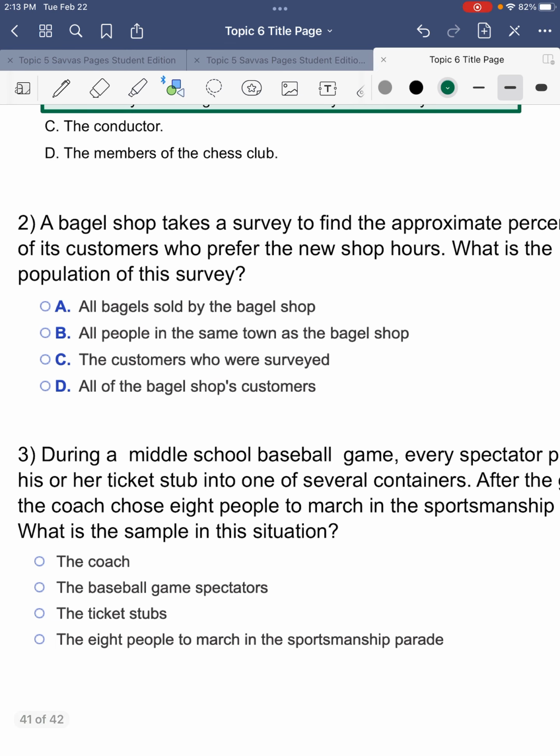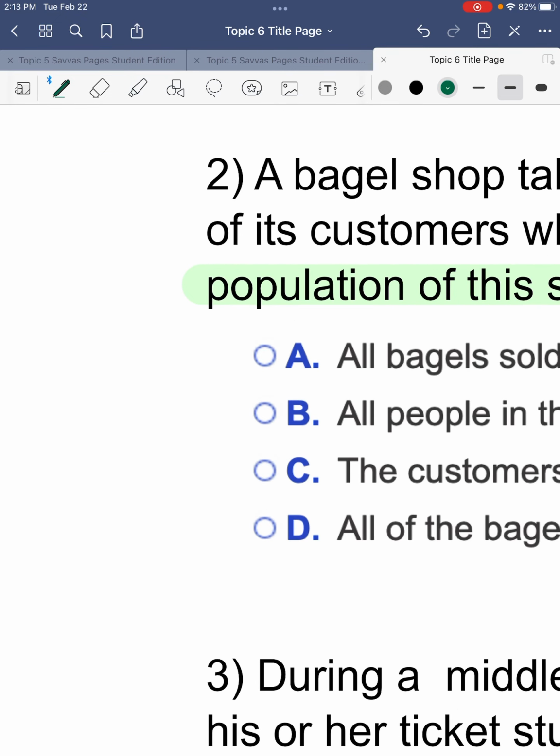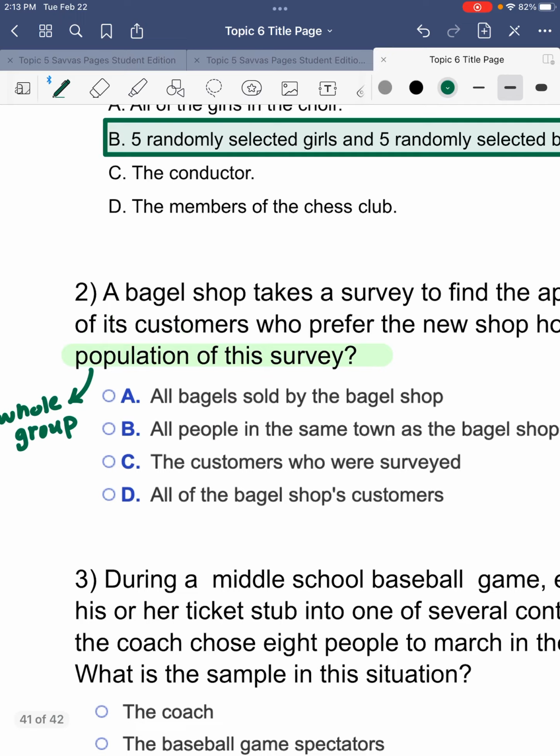A bagel shop takes a survey to find the approximate percentage of its customers who prefer the new shop hours. What is the population of this survey? So what is the population? Remember, the population is the whole group, the large group, right? I'm going to make a little note that it is the whole group. And now let's read through our options.